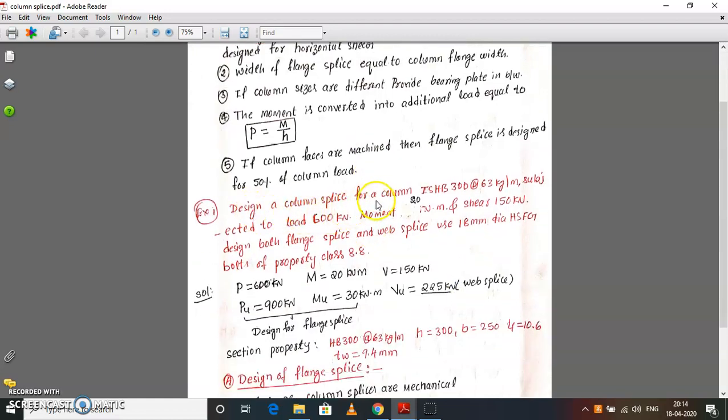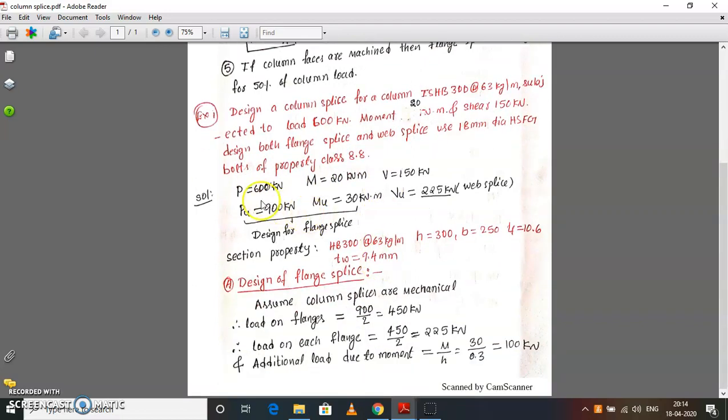Now design a column splice for a column ISHB 300 at 63 kg per meter subjected to load 600 kN, moment 20 kN meter and shear 150 kN. Design both flange splice and web splice. Use 18 mm dia HSFG bolts of property class 8.8. So working load is given 600 kN, working moment 20 kN meter, working shear force 150 kN, ultimate load 900 kN, ultimate moment 30 kN meter, ultimate shear 225 kN.